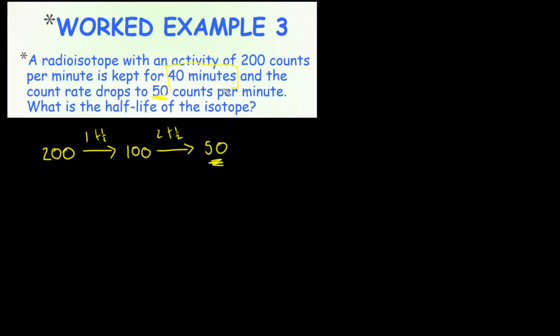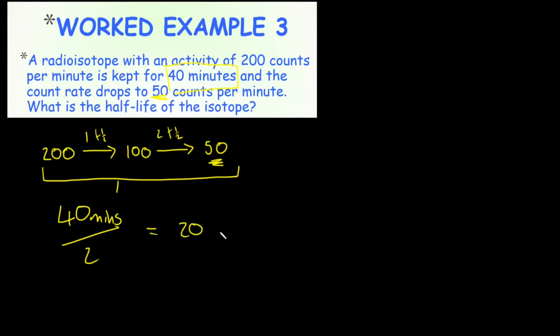The sample was left for 40 minutes. So if this entire time here was 40 minutes, then it would stand to reason that within those 40 minutes, if I'm getting 2 half-lives, each half-life must have a time of 20 minutes. And we can check that. I'm starting at 200. After 20 minutes, I've done 1 half-life, and I've got 100. After a second 20 minutes, I'll have done the total of 40. I'll have done a second half-life, and I'll be left with 50 counts per minute. And our answer then, well, half-life must be 20 minutes.